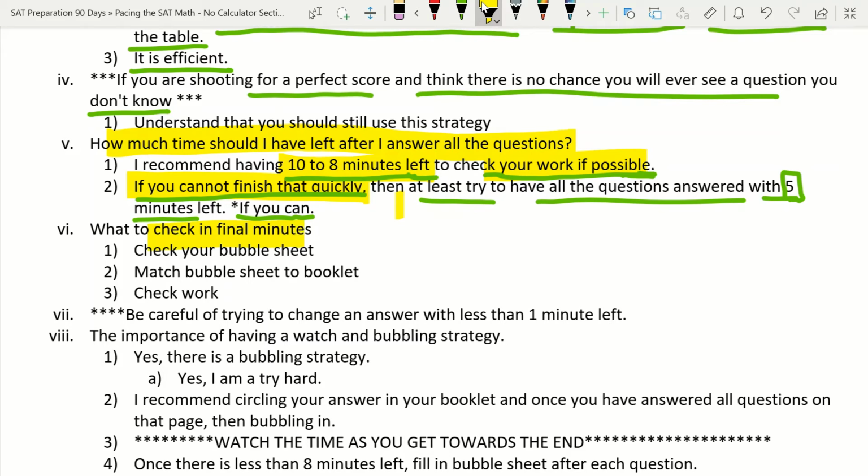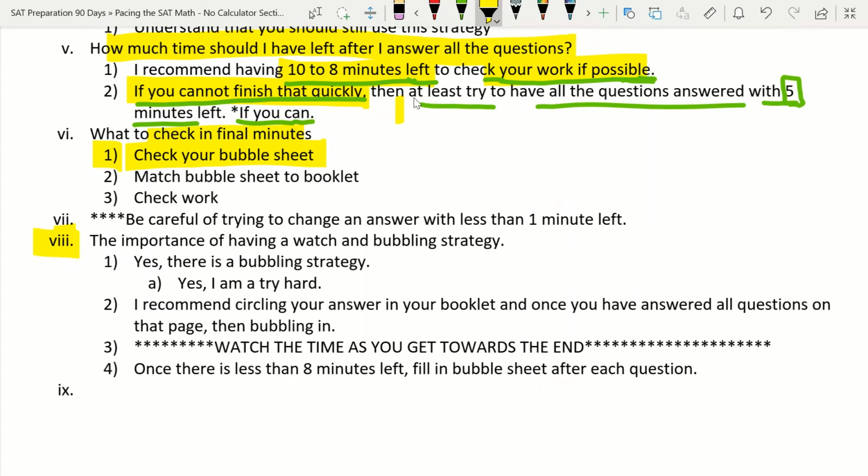So what are we going to check in the final minutes? The number one thing that you should check is your bubble sheet. So checking your bubble sheet, I want to quickly jump down to number 8 here and explain what I mean by this, because I actually have a strategy for bubbling, and that'll help clarify what I mean by number 1 and 2 there. So let's go ahead and cover this real quick. So what do I mean by checking your bubble sheet and matching the bubble sheet to the booklet? What do I mean by that?